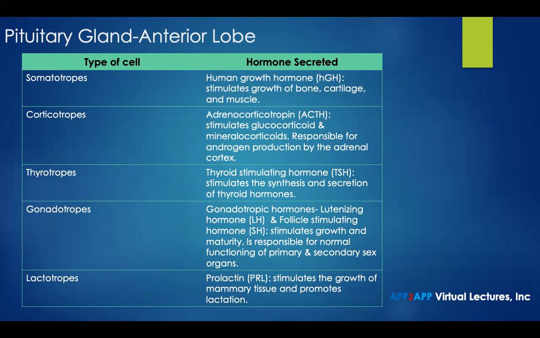Thyrotropes are responsible for secretion of thyroid-stimulating hormone, which stimulates the synthesis and secretion of thyroid hormones. Gonadotropes are responsible for gonadotropic hormone secretion, including luteinizing hormone and follicle-stimulating hormone, which are responsible for stimulating growth and maturity and for normal functioning of primary and secondary sex organs. And finally, lactotropes are responsible for secretion of prolactin, which stimulates the growth and formation of mammary tissue and promotes lactation.